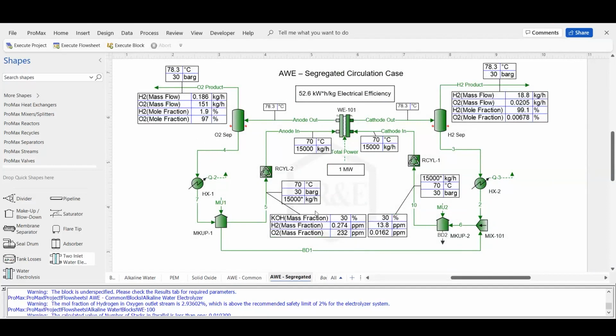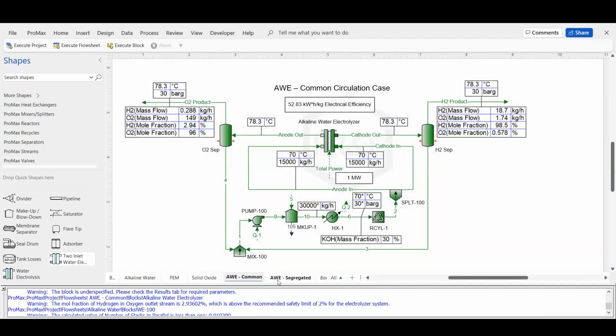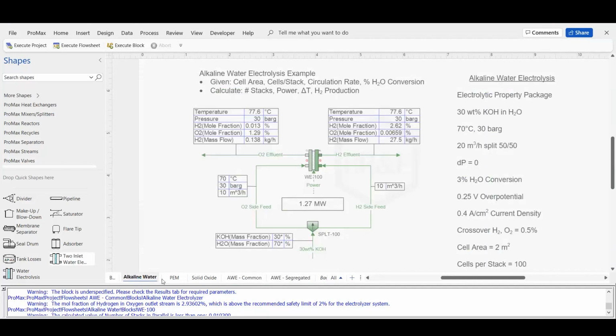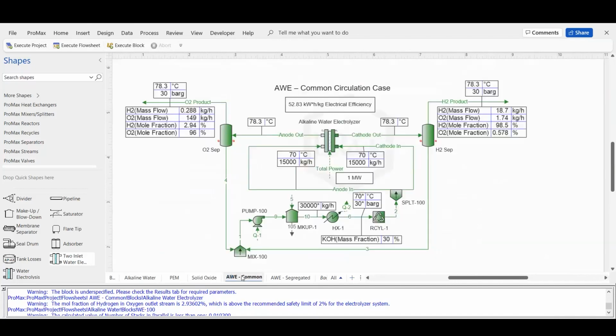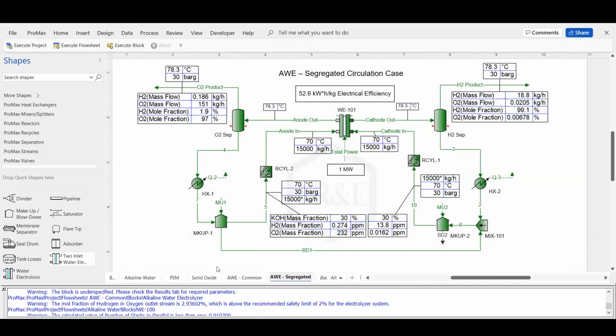So anyway, that's really all I wanted to show about all these simulations. And like I said, you can email me and I will send these models back to you. So these are available to you, the presentation materials and the solved case like we have right here.